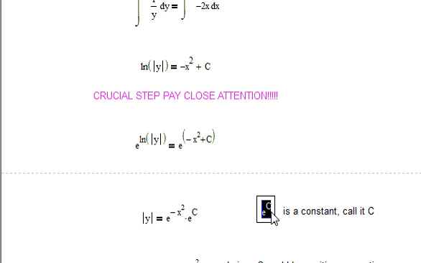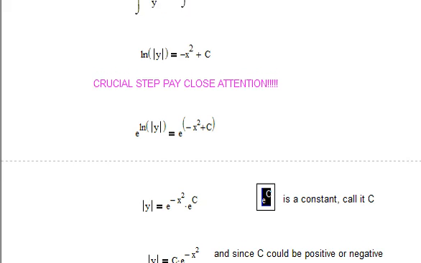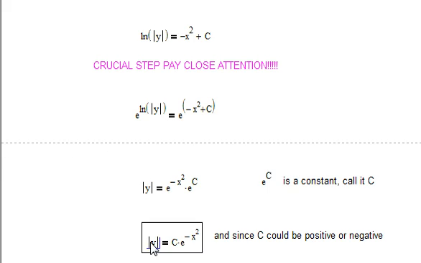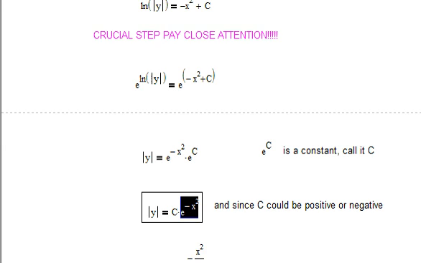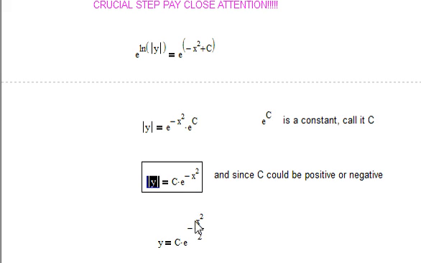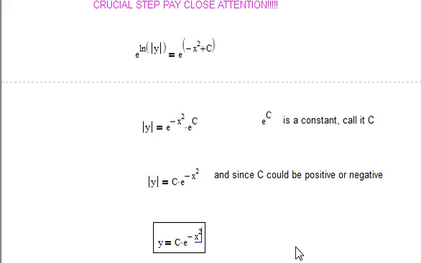So e to the c is just another constant. Call it c. And since c is arbitrary, when we say absolute value of y equals this arbitrary constant times e to the negative x squared, c could be positive or negative, and that takes care of the absolute value stuff. So here we have it solved explicitly, whoops, with a mistake. y equals c e to the negative x squared. And that is what we needed to discover here. We have an explicit solution.